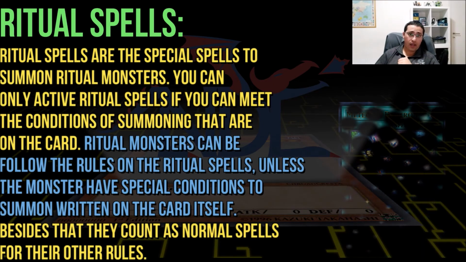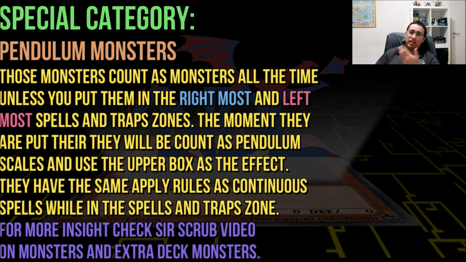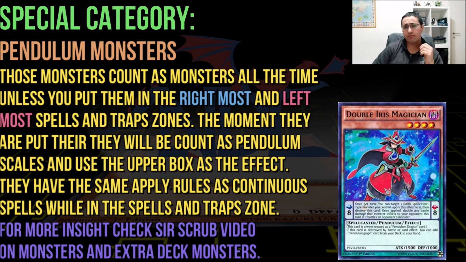And then for the last kind of spells, I guess, it's technically not a spell, but it should be mentioned, and that is Pendulum Monsters. Pendulum Monsters are a specific kind of monster, which have been mentioned in Sir Scrub's video, but Pendulum Monsters are basically continuous spells for their own purposes. So if you activate them in your Pendulum zones, which are supposed to be the left and rightmost zones of your spell and trap zones, they basically act as continuous spells and have the same particular conditions as continuous spells.